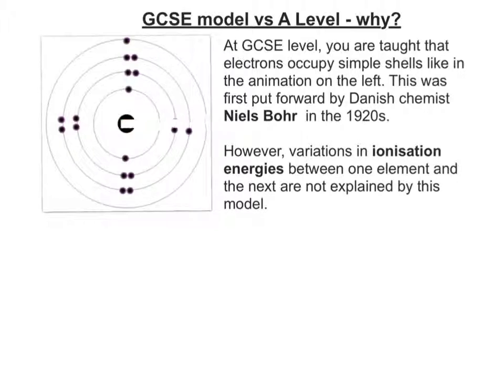Now, the problem with this model is that there are variations in ionization energies between one element and the next that it doesn't explain. So when we have a situation where evidence is no longer supported by the model we're using, we have to come up with another model. This is where the A-level version, or what we call the atomic orbital model, comes in.